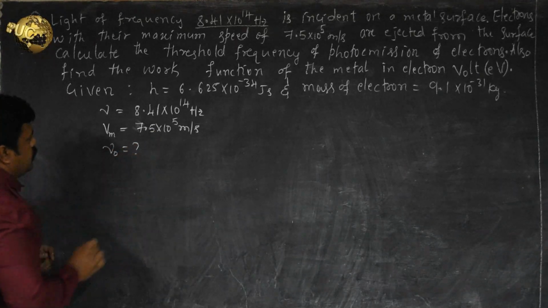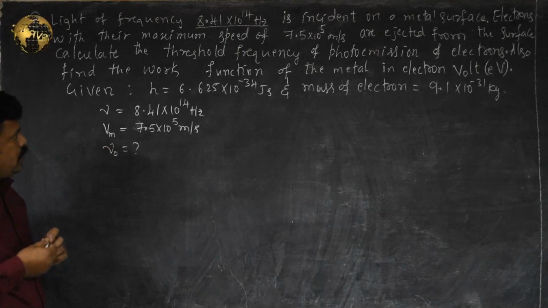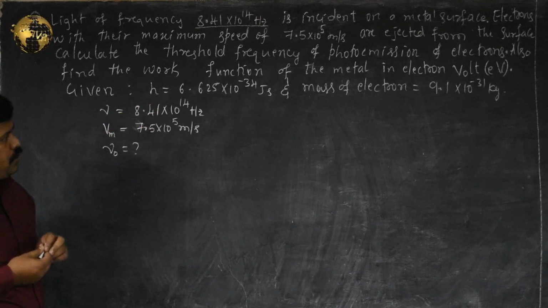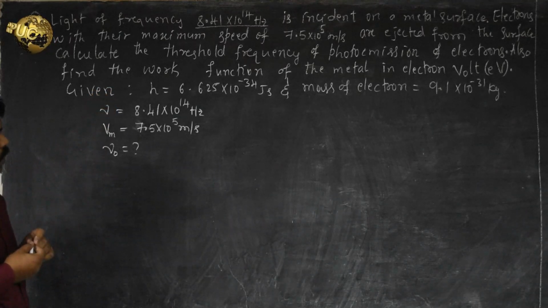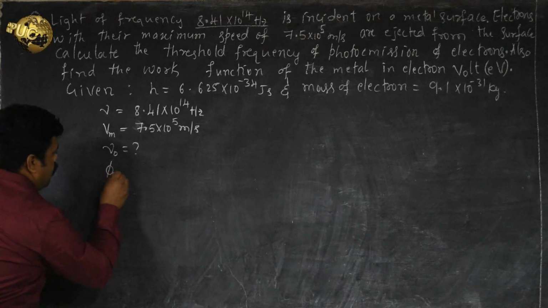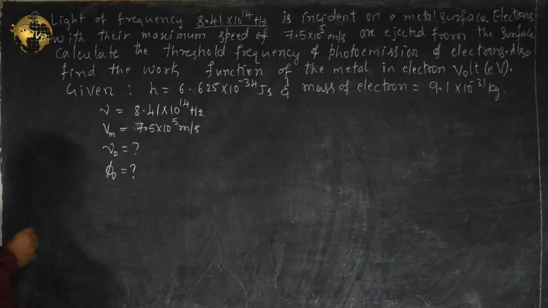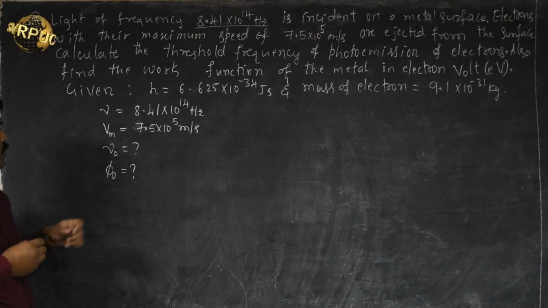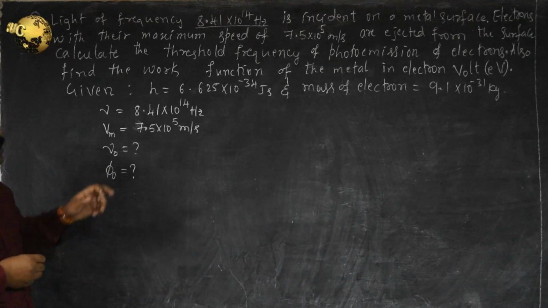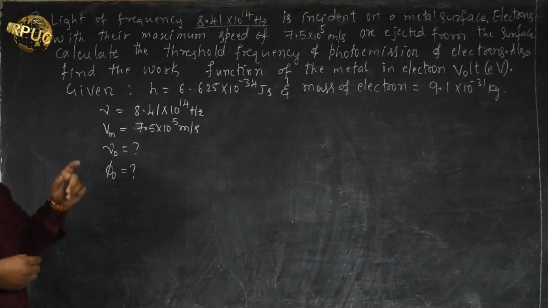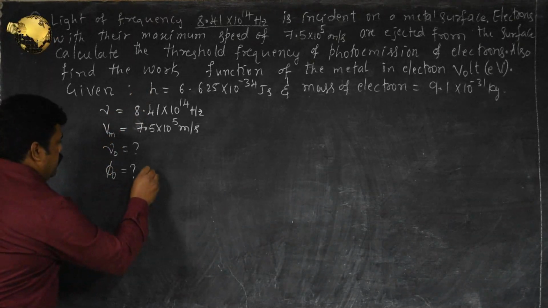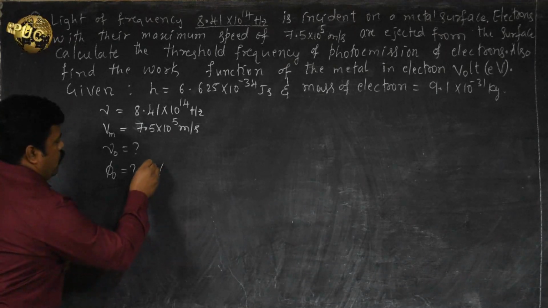So the electrons are ejected with this speed. We need to calculate the threshold frequency of photo emission of electrons. Also find the work function of the metal. Work function is represented by phi naught. If we are able to find out mu naught, phi naught can be easily found. Find the work function of the metal in electron volt.